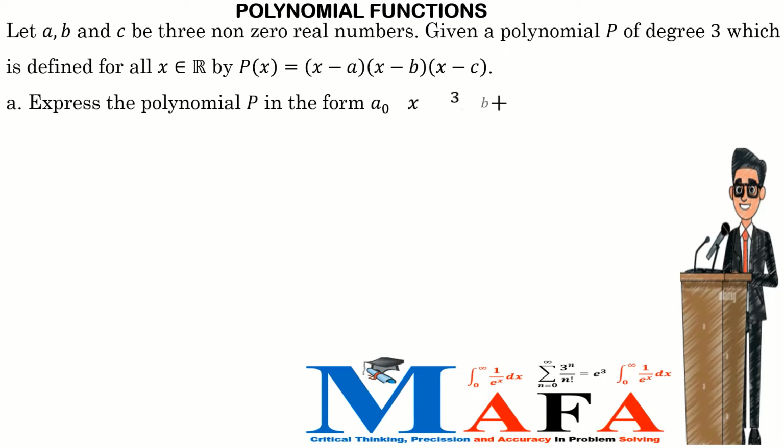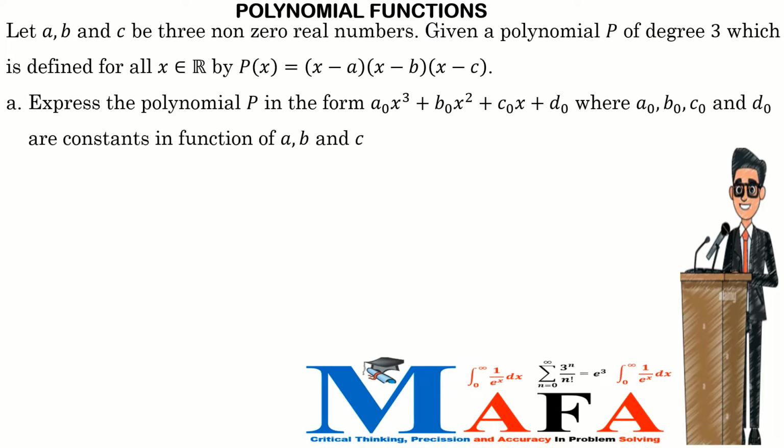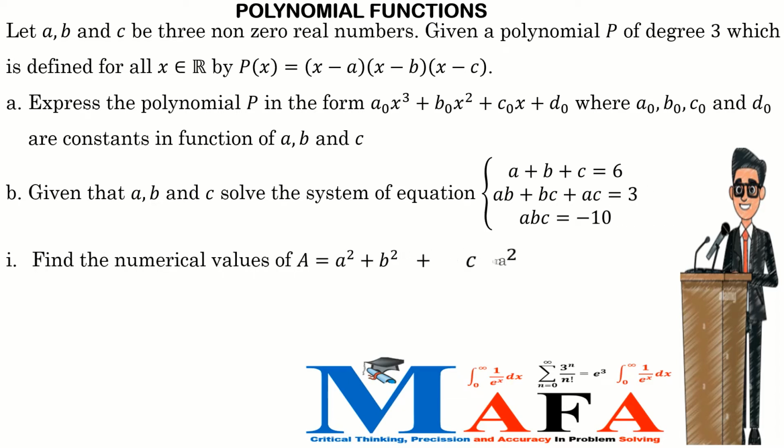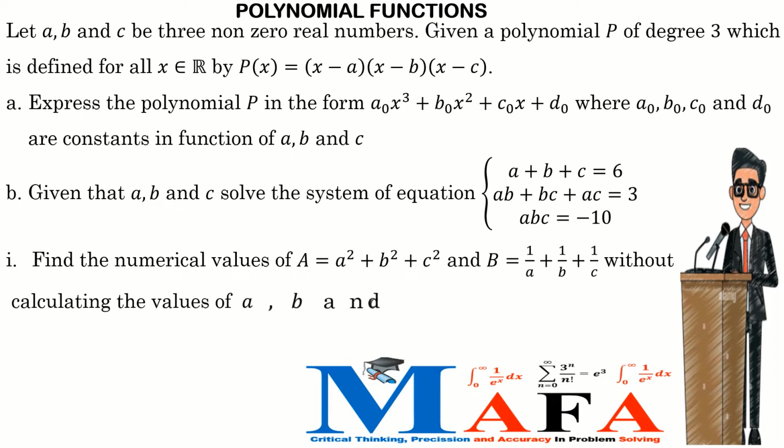A. Express the polynomial p in the form a0x cubed plus b0x squared plus c0x plus d0, where a0, b0, c0 and d0 are constants in function of a, b and c. Next, given that a, b and c solve the system of equations which has been given, Roman 1, find the numerical values of A, which is a squared plus b squared plus c squared, and B, which is 1 over a plus 1 over b plus 1 over c, without calculating the values of a, b and c.